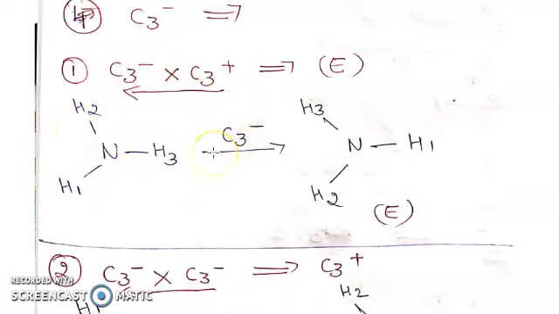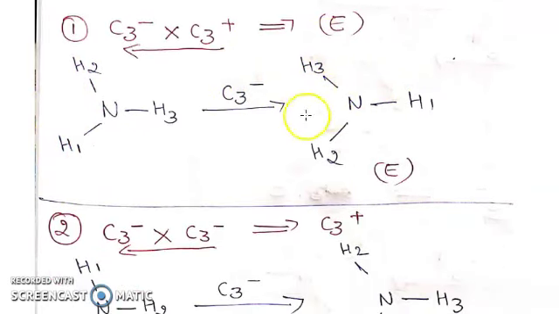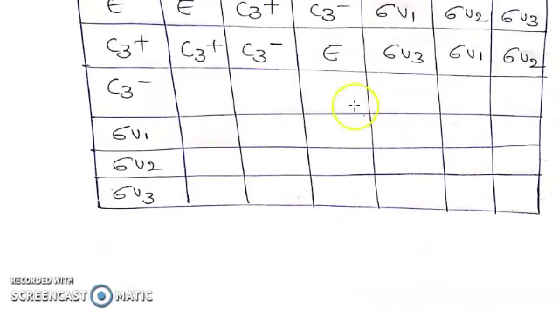C3- means rotation by 120 degrees in the anti-clockwise direction. In this direction, you will get this molecule, which is similar to the original molecule. Therefore, C3- into C3+ is equal to E.